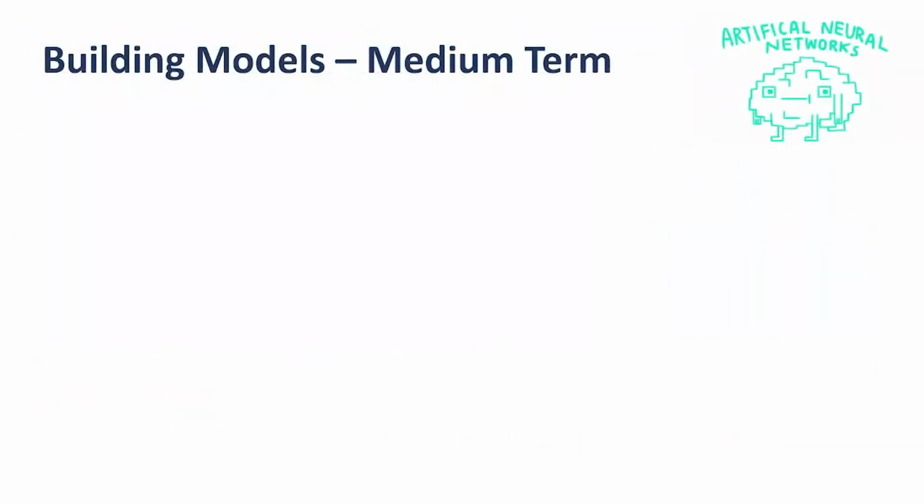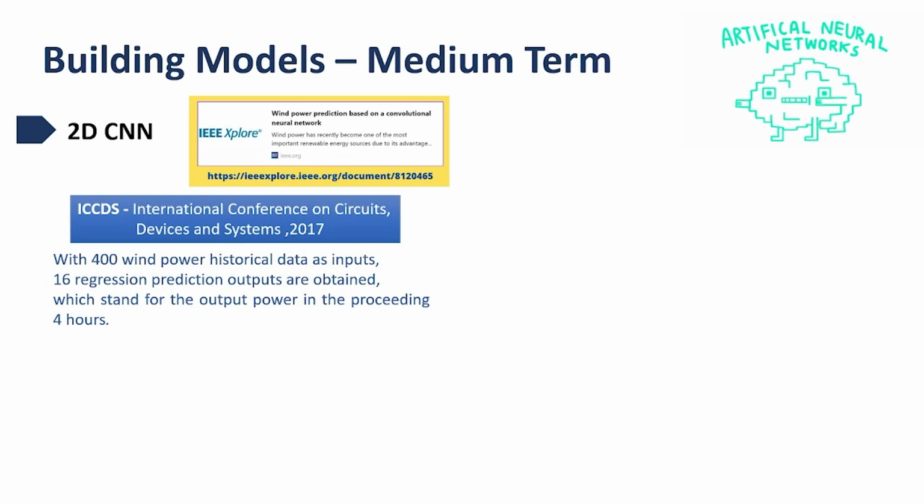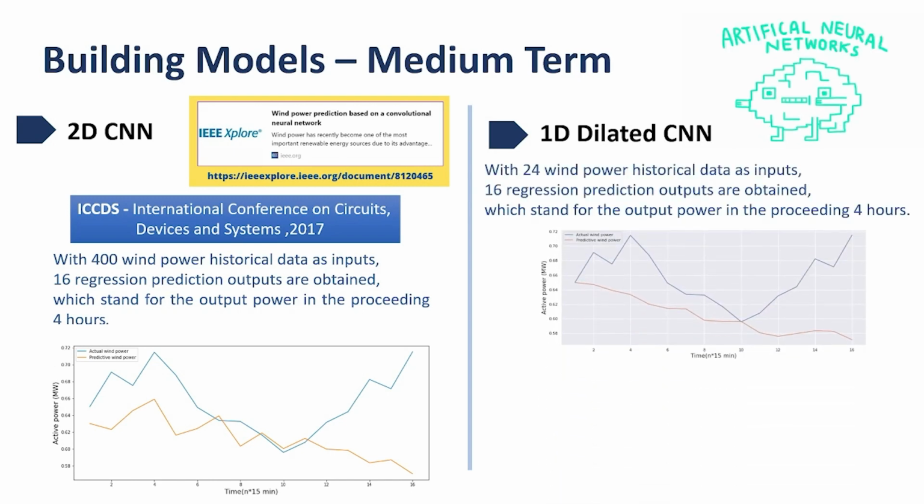For medium term, a 2D CNN model was presented in ICCDS 2017. While enhancing the accuracy of this model, we implemented a much simpler 1D dilated CNN model. MSE was slightly better in our model.